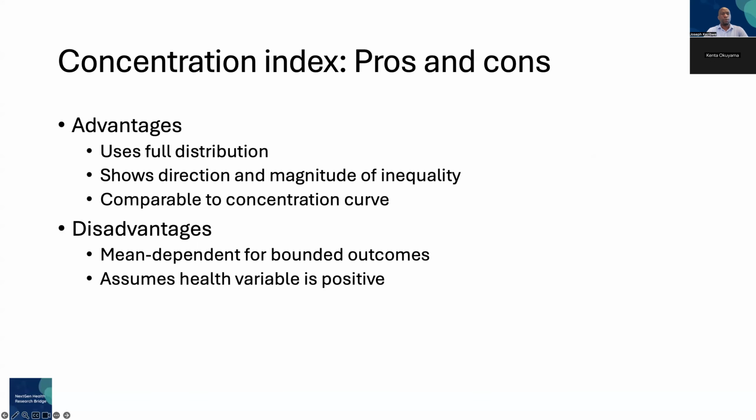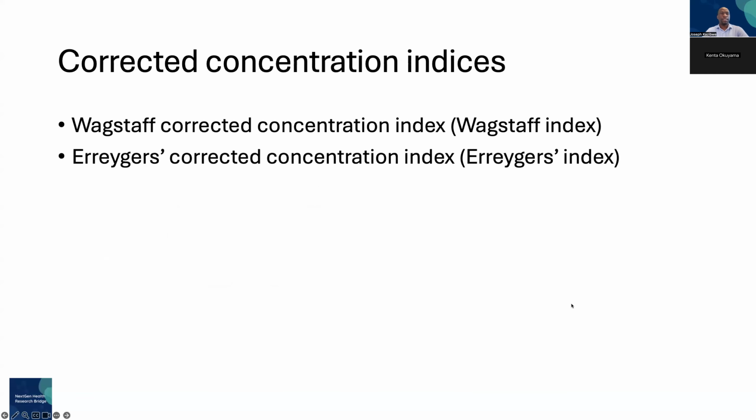The corrected concentration indices are vast, the number of indices that are used out there, but some of the common ones are the Wagstaff corrected concentration index and also the Erreygers corrected concentration index. So Wagstaff developed that index. However, it still has some challenges, especially with the means, and therefore Erreygers' index is more preferred ever since he published that paper in 2009.